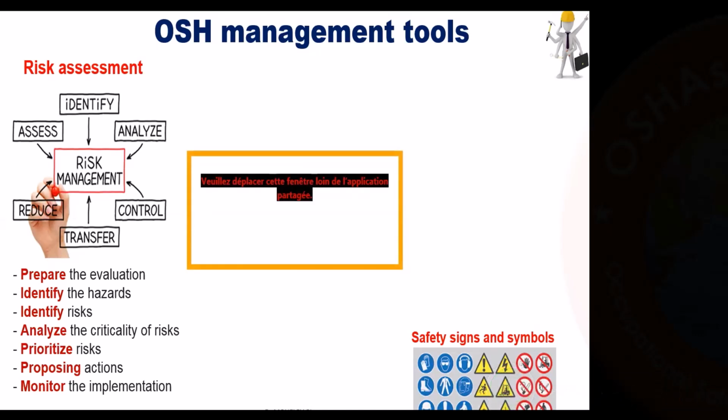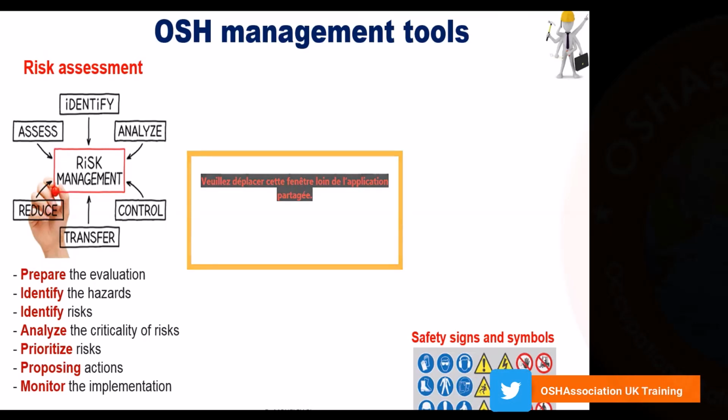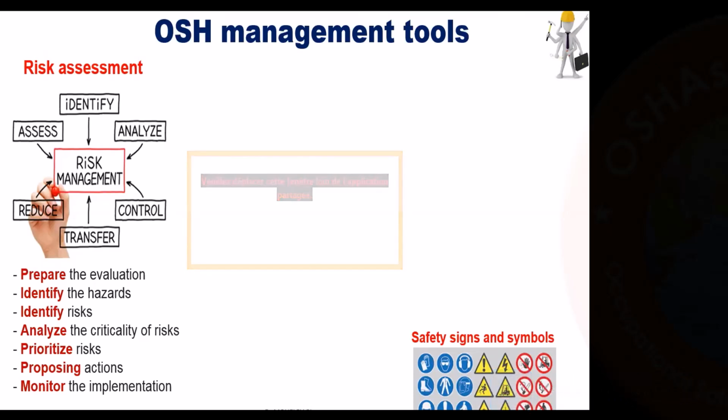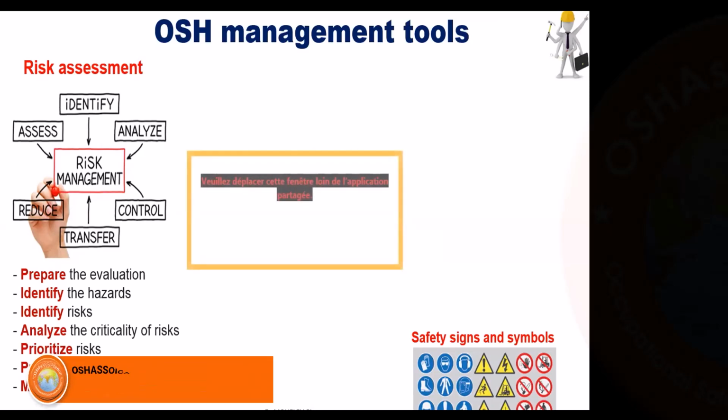So you prioritize the risks and propose the actions. What could be the actions that you are going to put in place? And for each action to address those risks, we should monitor to be sure that there is a real implementation of the actions that we have proposed on the field. That is the first tool in occupational health and safety.